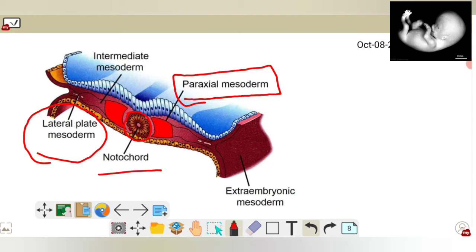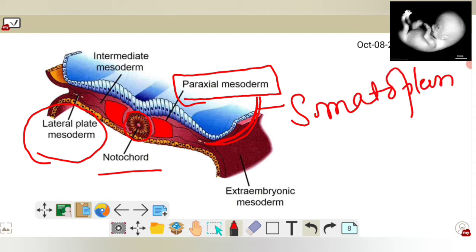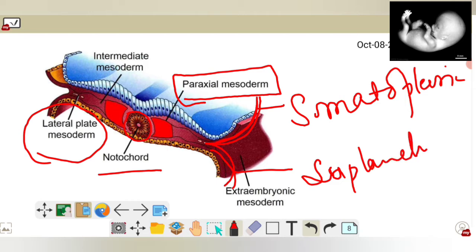The part of the lateral plate mesoderm which lines the amniotic cavity is termed somatopleuric mesoderm, and the part which lines the yolk sac is termed splanchnopleuric mesoderm. And the mesoderm in between the paraxial and lateral plate mesoderm is termed intermediate mesoderm.